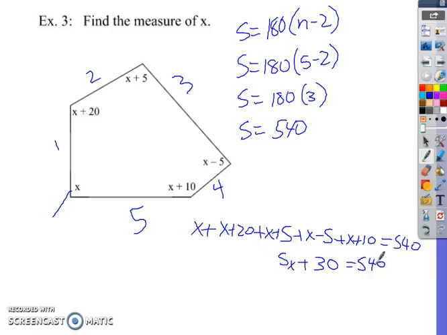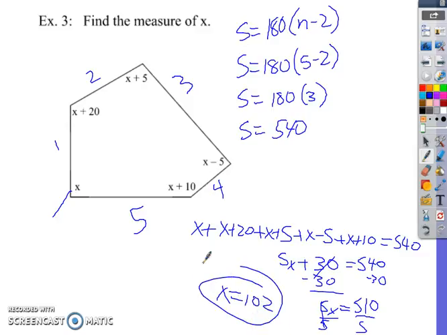All right, let me double check this. 20 plus 5 is 25, minus 5 is 20, 20 plus 10 is 30. All right, good. What do I do next? Subtract 30. And so I have 5x equals 510. And so I divide by 5, and I get x equals 510 divided by 5, I'm guessing that's 101, yes? 510 divided by 5 equals 102. Sorry. That is why we use calculators. All right. Very good.